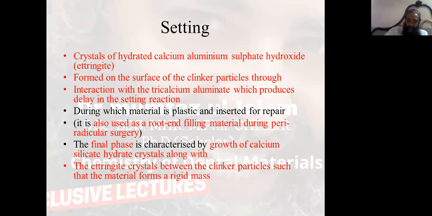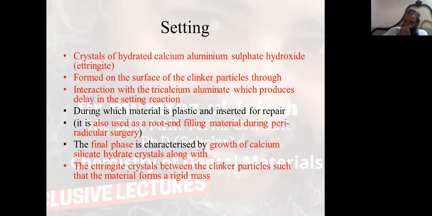Setting commences through crystals of hydrated calcium aluminum sulfate hydroxide, which is also called ettringite, forming on the surface of the clinker particles through interaction with the tricalcium aluminate, which produces delay in the setting reaction, during which material is plastic and inserted for repair.